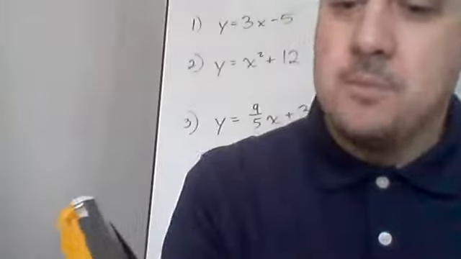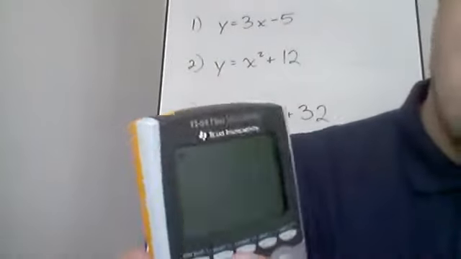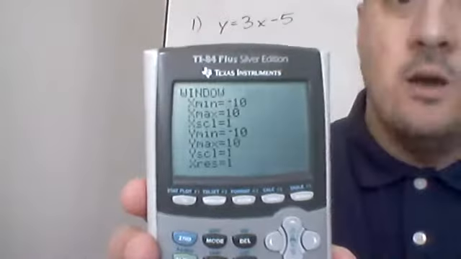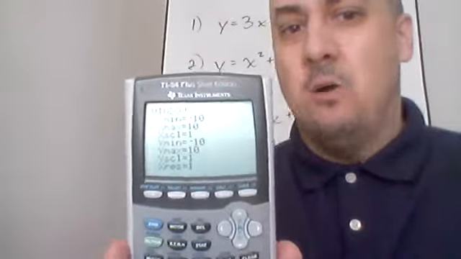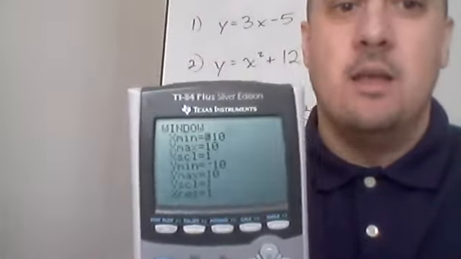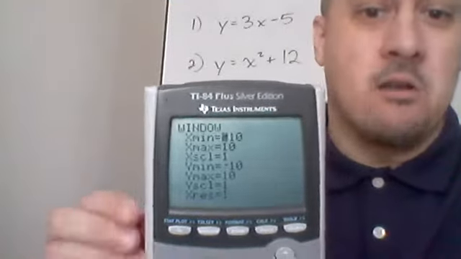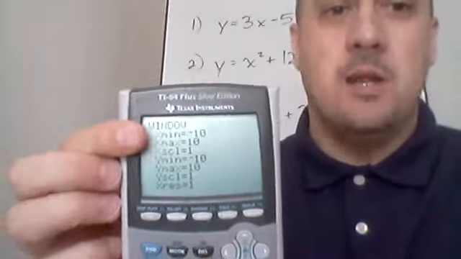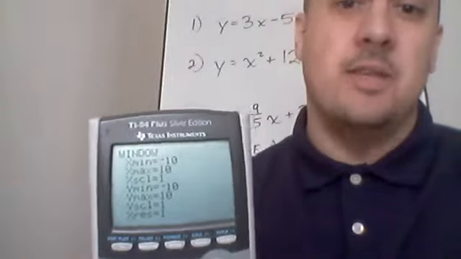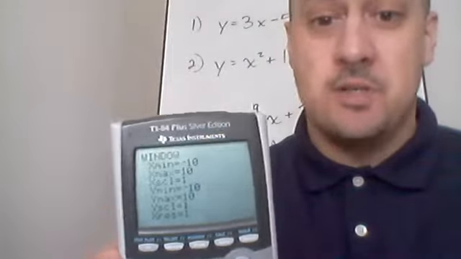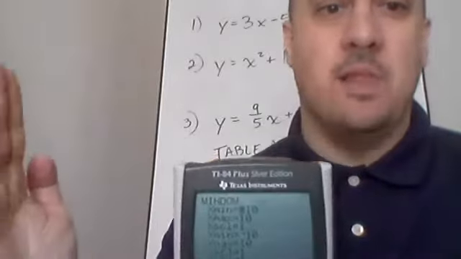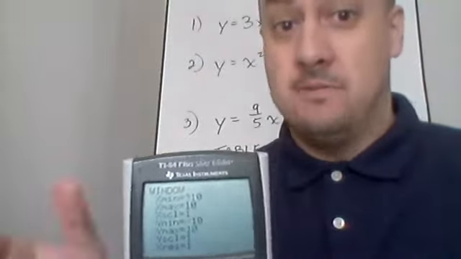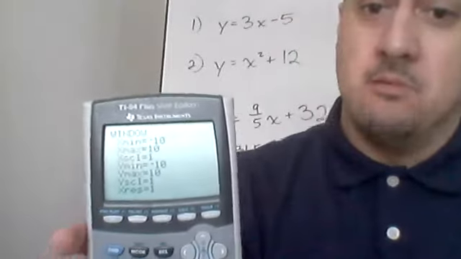The first one we're going to look at is the window key, which is the second one over next to the Y equals. If you hit the window, that's telling you how the calculator is setting up the screen that you're going to be looking at when you look at your graph. Notice we have X minimum and X maximum. X minimum is the smallest X value you're going to see. X max is the biggest X value you see. So that sets your screen from left to right. Your smallest X value is on the left side, and your biggest X value is going to be on the right side.